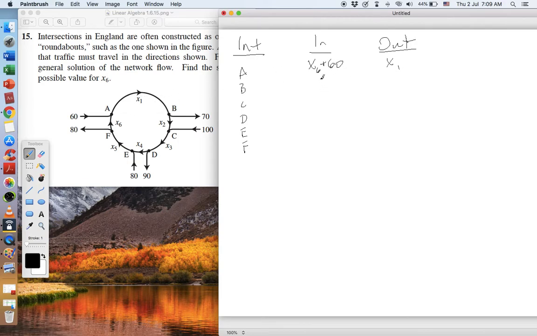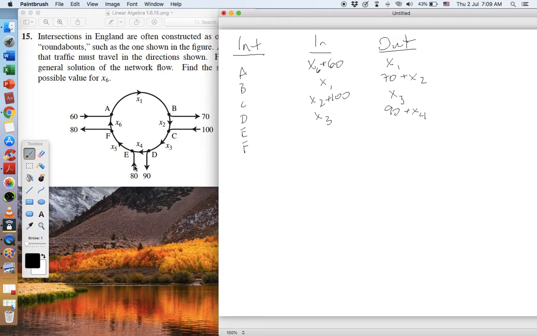In B we've got X1 only coming in, and then out we've got 70 and X2. For C we've got X2 and 100 coming in, and then coming out is X3. For D we've got X3 coming in, and going out is 90 and X4.